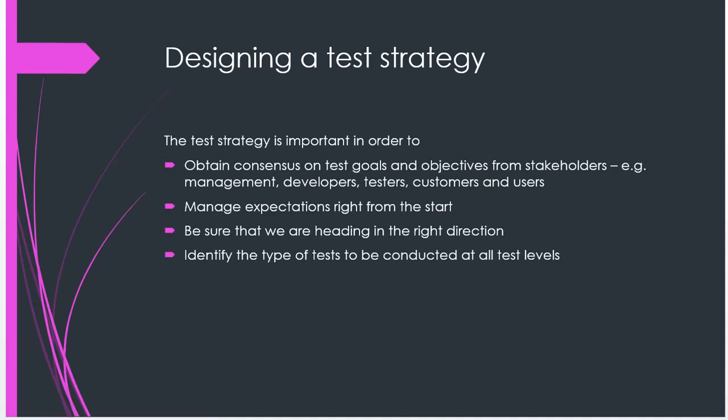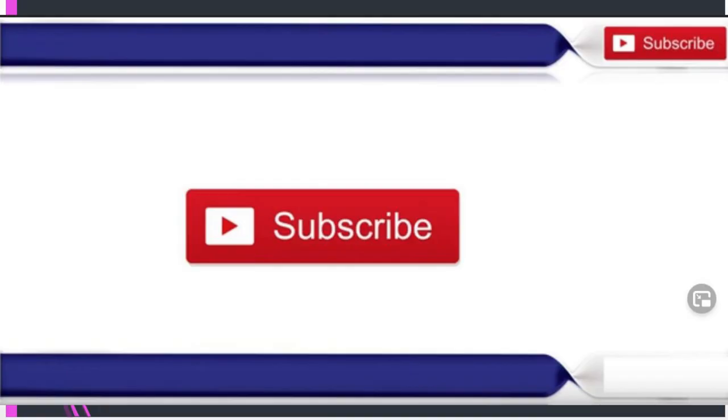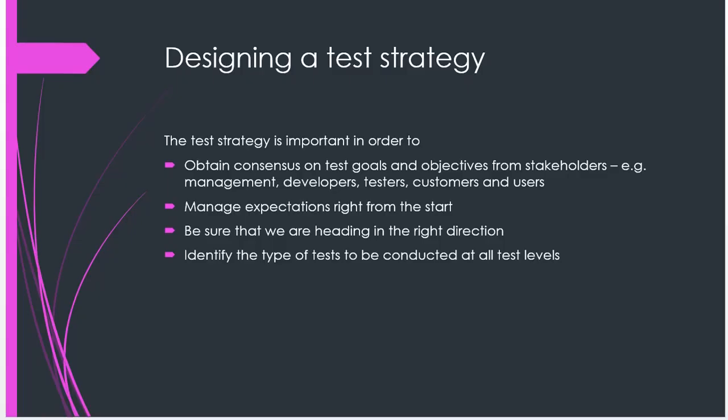Firstly, you have to obtain a consensus on what are the test goals as well as the objectives from various stakeholders. Then you need to manage the expectations right from the start. But some people, during testing, they would expect you either to quickly fix issues maybe within a day or a few hours after discovering the issue, or they would expect you to have certain requirements which were not agreed on initially. And then you also need to make sure that the tests are testing the right things so that we are heading in the direction, and you need to identify the types of tests that you need to work with.